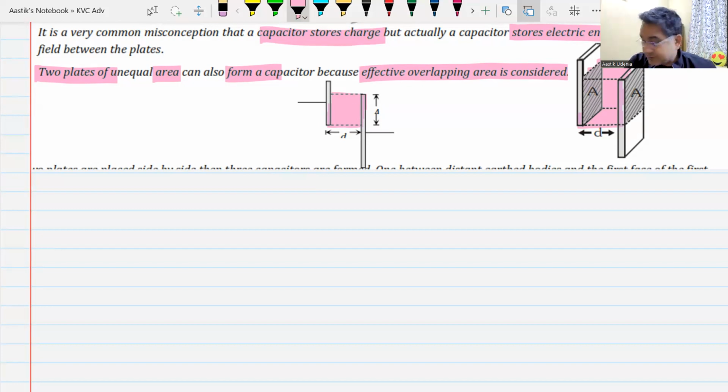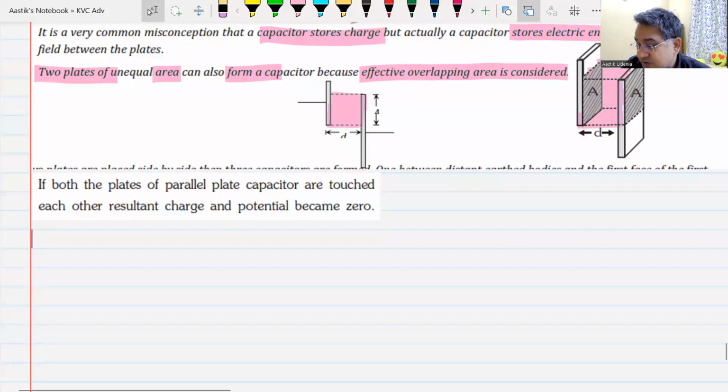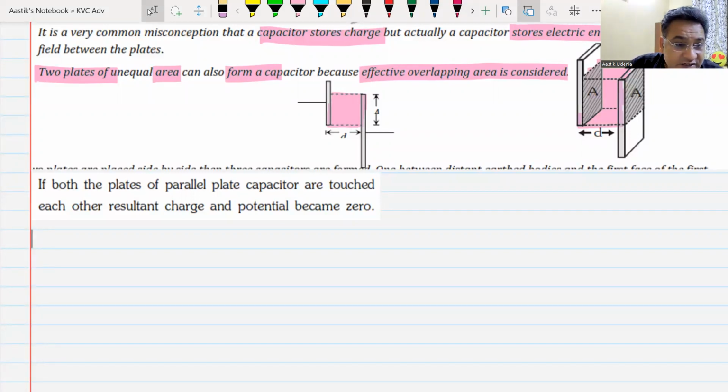Writing these as important points. Remember, because most of these points will come as questions in your exam. If both the plates of the parallel plate capacitor touch each other, the resultant charge and the potential of the capacitor will become zero. Do we understand this? Yes, sir.